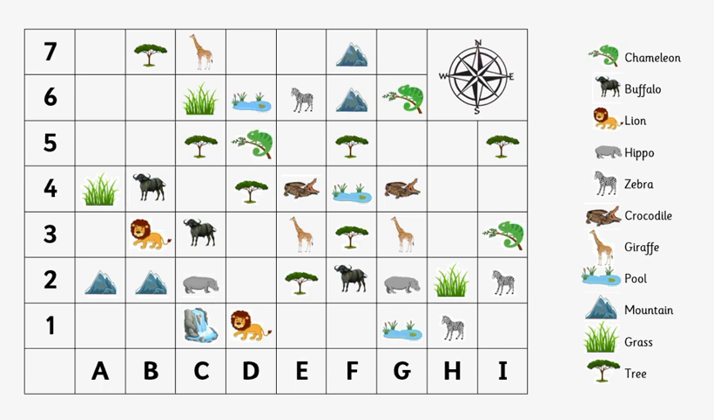Let's have a look together. Start in box D2, face north. Okay, north. 3/4 of a turn clockwise. 1, 2, 3/4 of a turn. So I'm now facing west. From D2, go forward 1 space. I landed on the hippo.